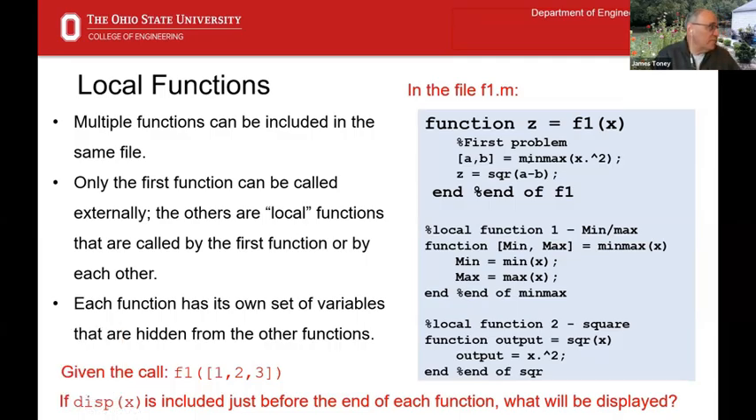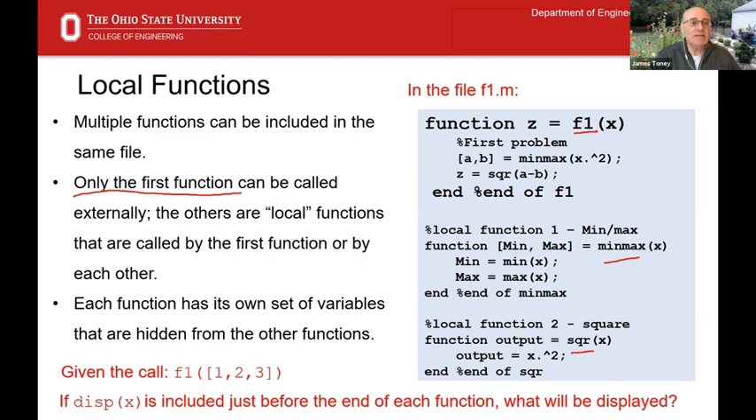The key thing is when you have multiple functions in a file, only the first one can be called externally. Okay, so in this example, this function f1, I could call from another file. If my main program's in another file, I can call f1. But these other two functions, min-max and sqr, are local functions. They can only be called within the same file.